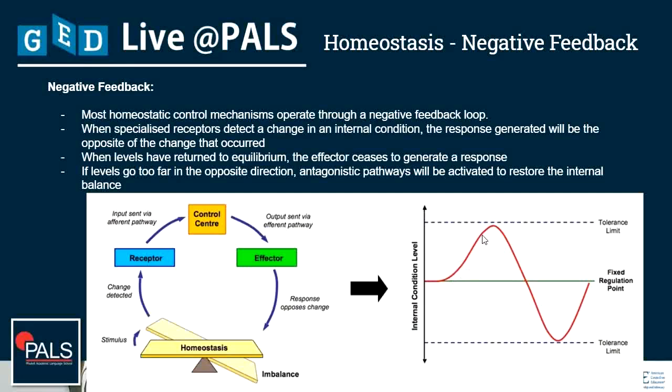So we have an increase of temperature, which is the detected change, the stimulus. The temperature receptors detect that it's getting hotter. This is communicated to the brain. The brain will then cause sweat glands to produce sweat. Sweat evaporates and this cools us down, and we return back to our normal body temperature.